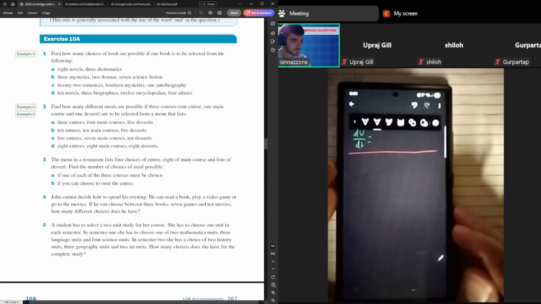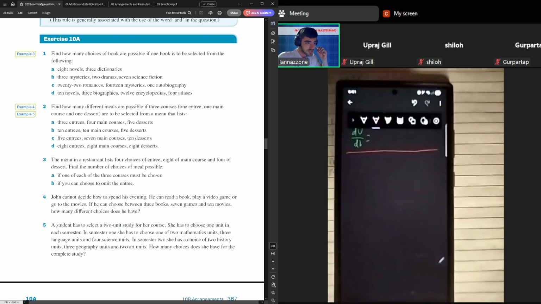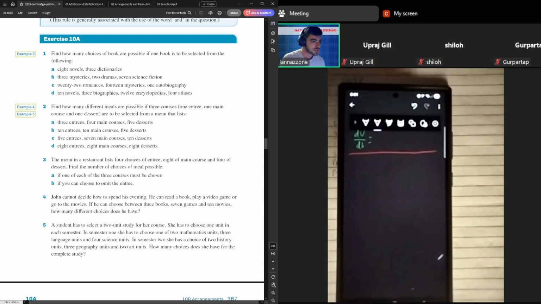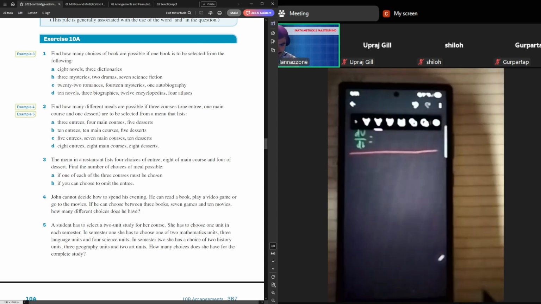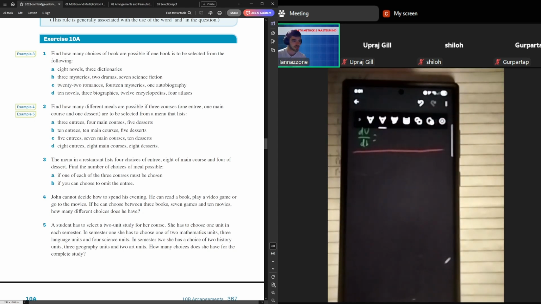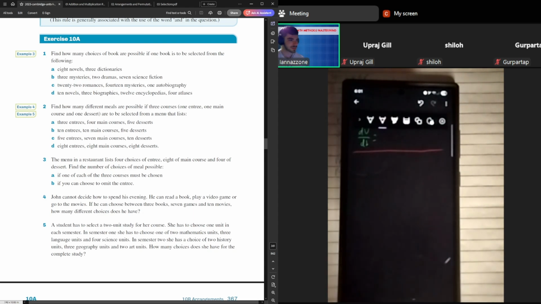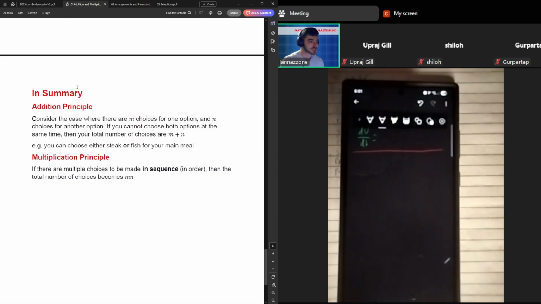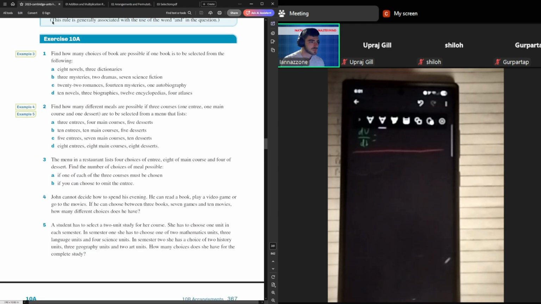So, question 1. How many choices of book are possible if one book is selected from any of the following? Give you a moment to have a think about what's going on there and what you might apply. These are supposed to be the fundamental ones, so I wouldn't say you should think too hard about what's going on here. This is in the addition and multiplication rule chapter.